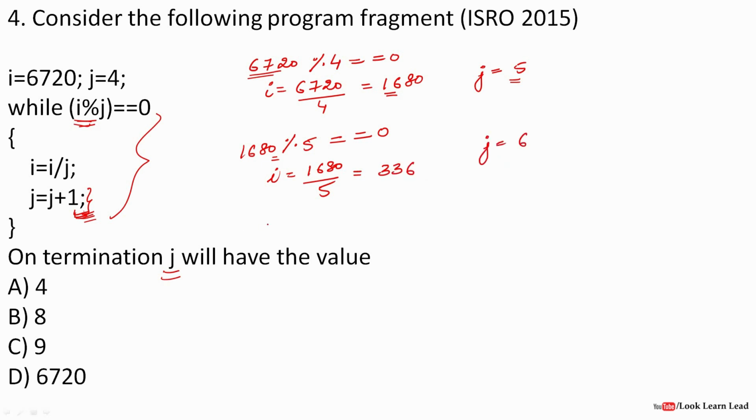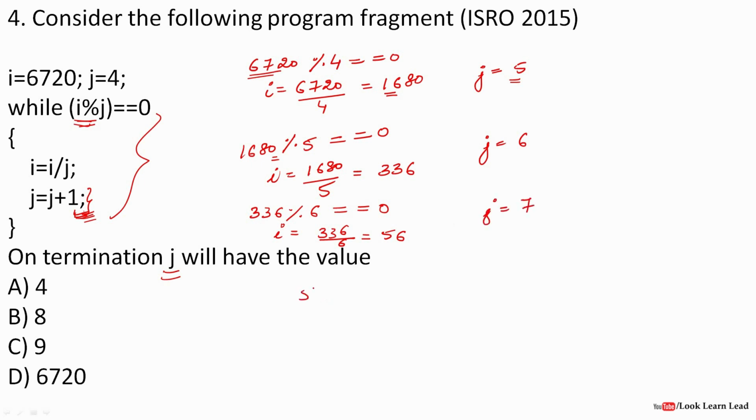j is equal to 6. Next, we have 336 mod j. j is 6. Okay, yes, it is divisible by 6. It is equal to 0. Then I would be 336 by 6, and equal to, 6 5s are 30, 6 6s are 36, it is 56, and j is 7.